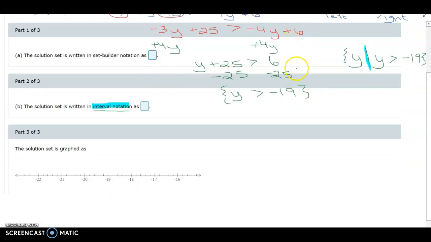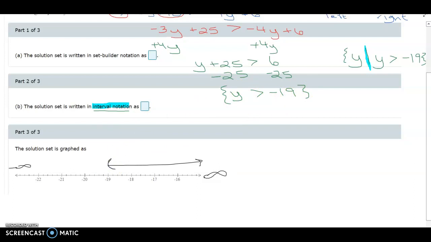So if I were to graph this first, y is greater than negative 19. We talked about in class it helps to add positive and negative infinities on there. Not necessary, but I think it helps. This is greater than negative 19. So here's negative 19. We're going to point the arrow in the greater than direction. And because there's not a line underneath, it gets a curved parentheses.